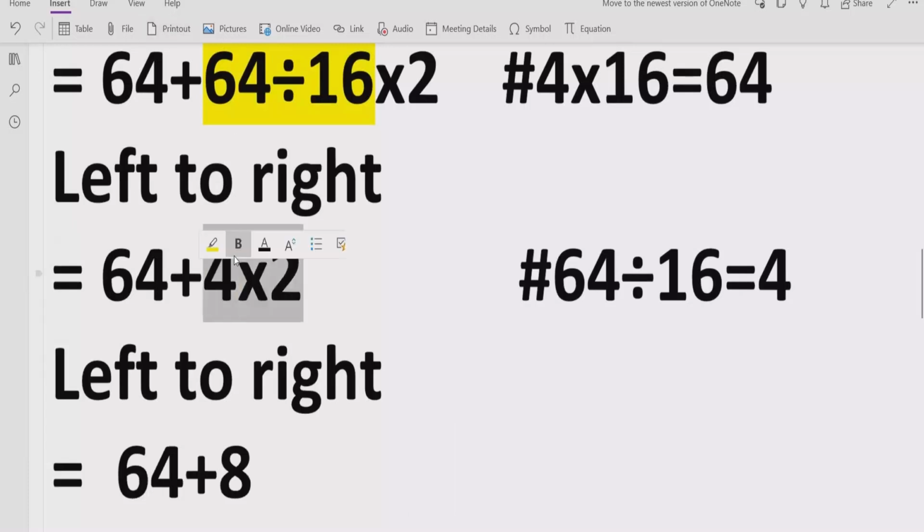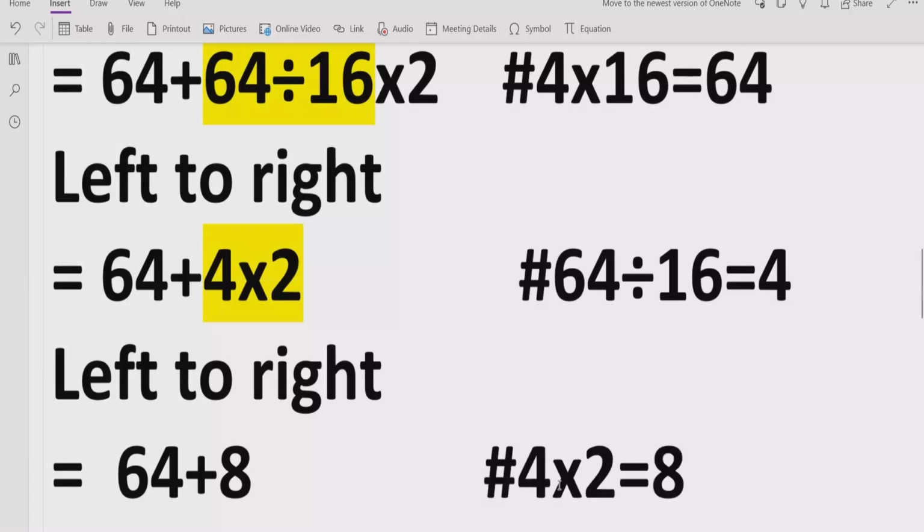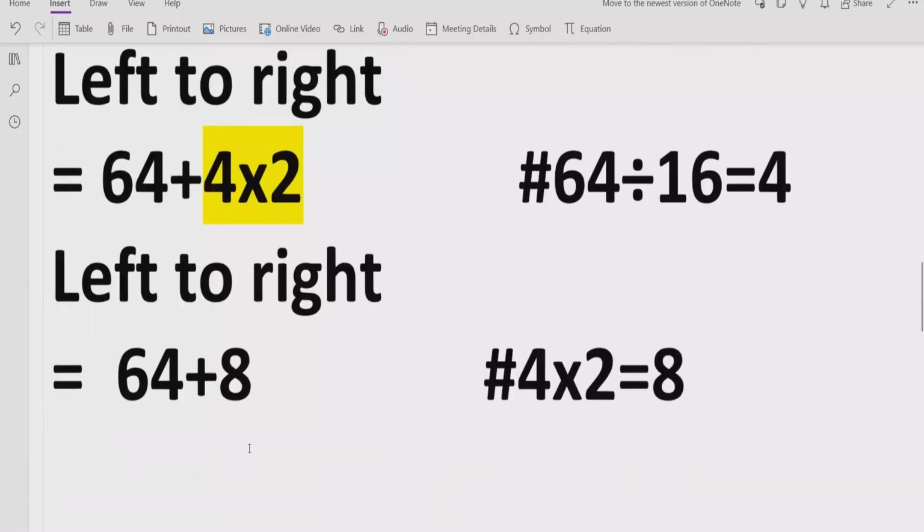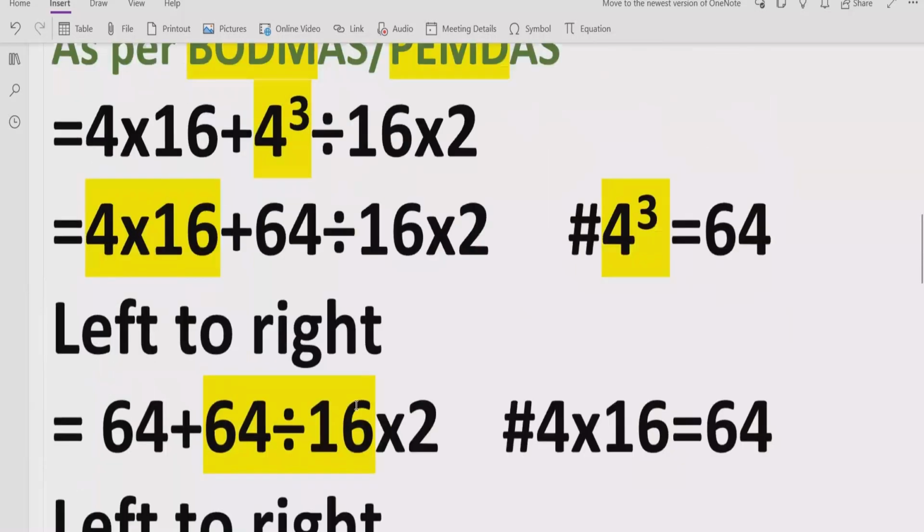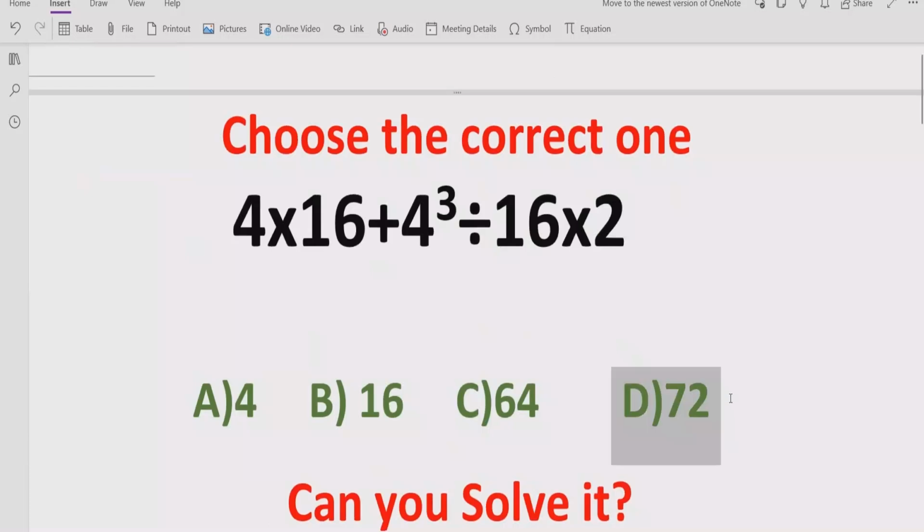Now we have here 64 plus 4 multiplied by 2. Now this part we will solve. So 4 multiplied by 2 equals 8. Now we have here two terms which are adding each other. So we will add both of them and get the answer 64 plus 8 equals 72. So the answer of the given expression is 72. If you see the answer list, answer D is the correct answer of this expression.